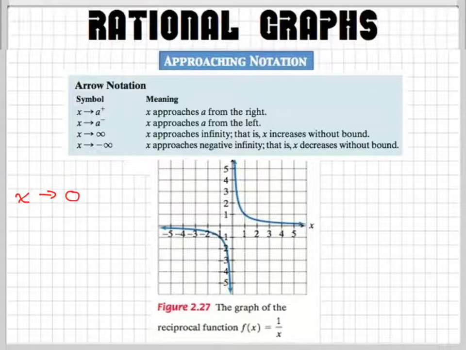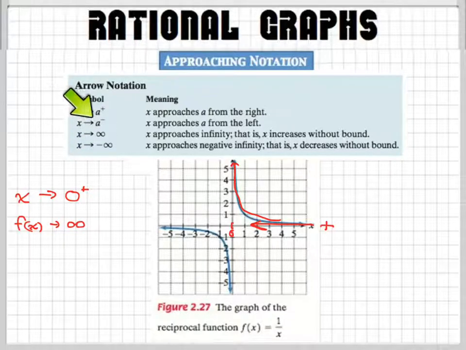But if we put a little plus sign right here, that just means we're approaching the 0 on the x-axis from the positive side. So as we're approaching 0 from the positive side, what's our graph doing? What's our f of x approaching? F of x is approaching infinity. Okay? The same thing with the negative, except now we're going from the left side.